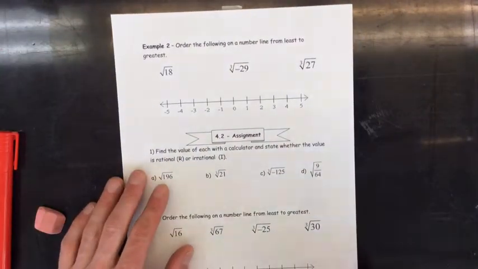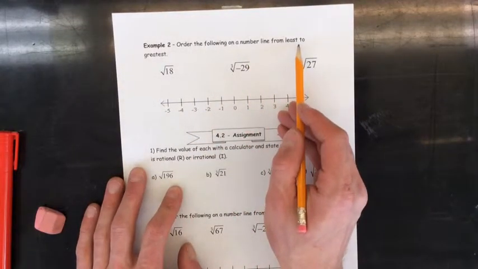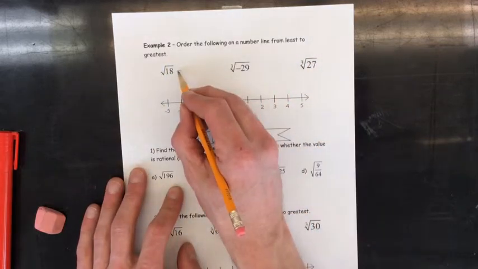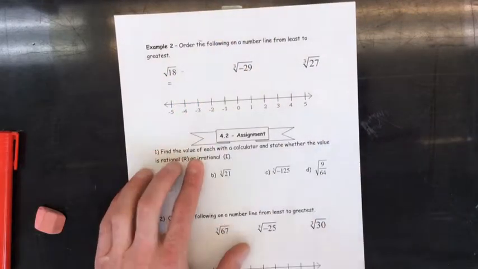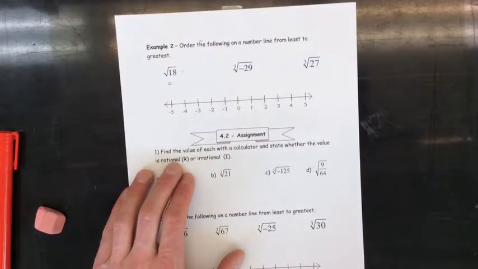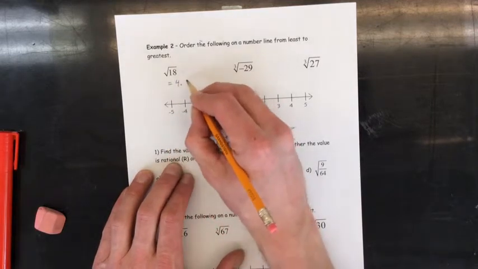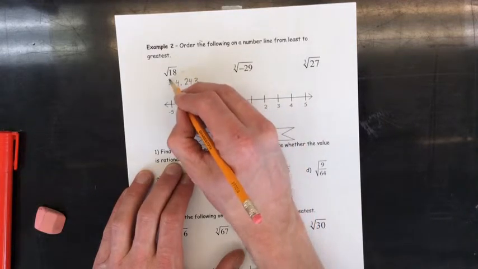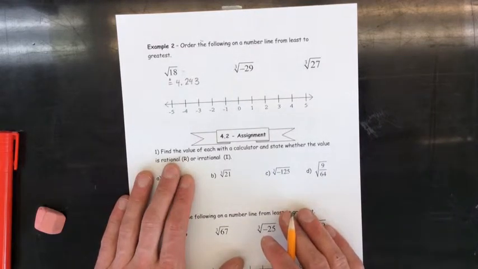Let's try another example. We want to order the following on a number line from the least or the smallest number to the greatest or the biggest number. So if I think of the square root of 18, I'm going to use my calculator, find the square root, and it is 4.24, and I'm going to round to 3 decimals. But it seems to just keep going without repeating. It seems like it's an irrational number.